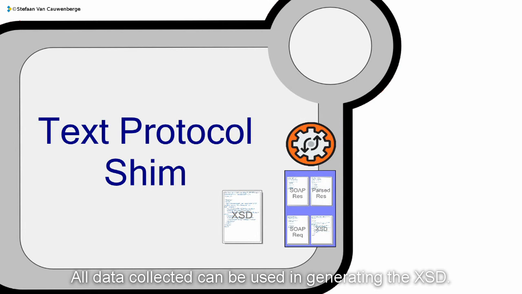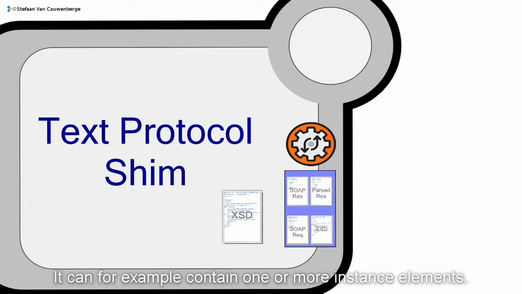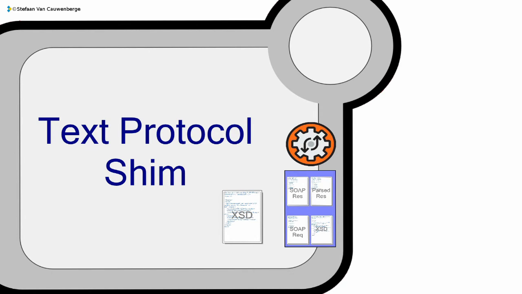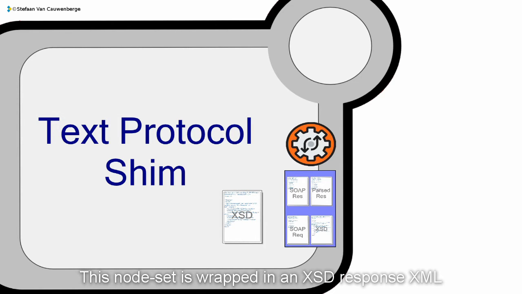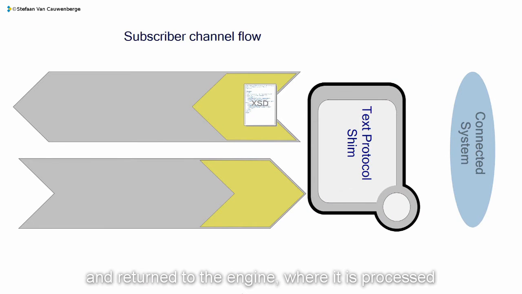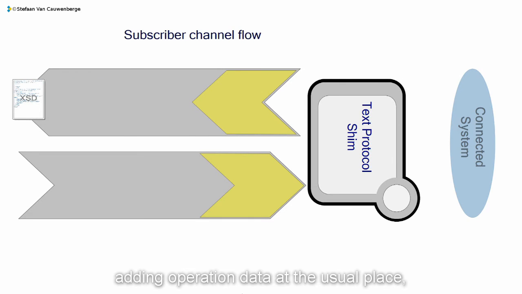The generated XSD is actually a node set. It can, for example, contain one or more instance elements. This node set is wrapped in XSD response XML and returned to the engine, where it is processed like any other XSD result document, adding operation data at the usual place.